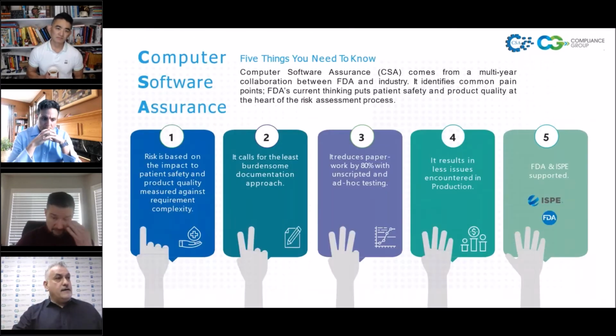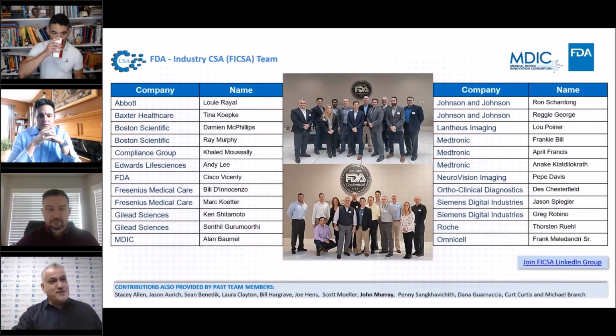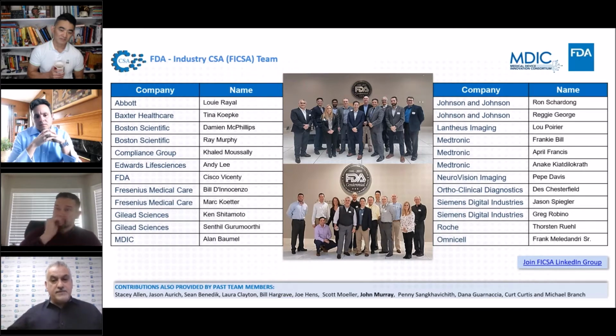I'm not going to talk about CSA. Remember, this is an important slide because these are the important people: Ken, myself, and Cisco are among them. It's really important to give credit to these folks. We meet on a regular basis every Friday, talk about things, and come up with ideas and recommendations. Remember, these recommendations went into the draft guidance, right?